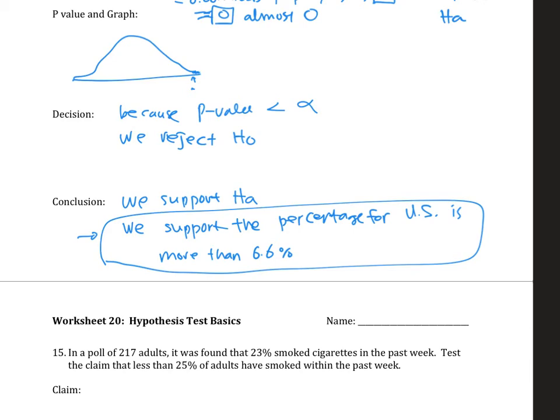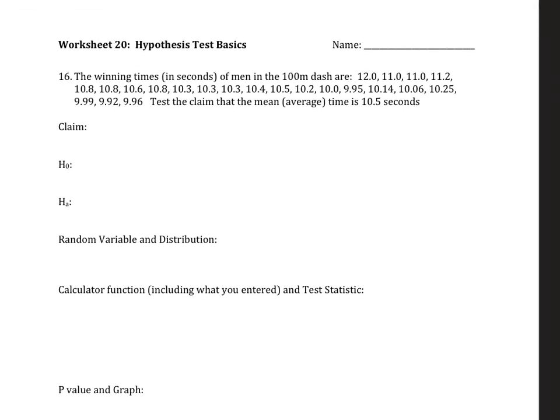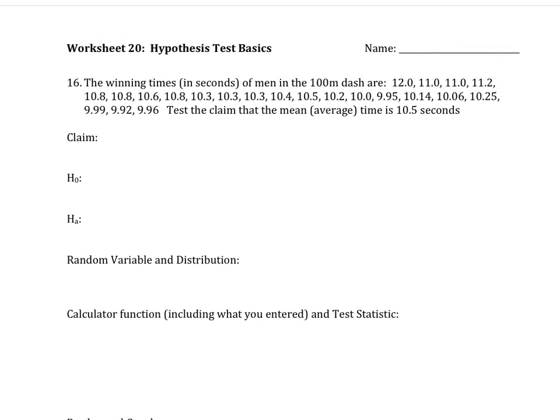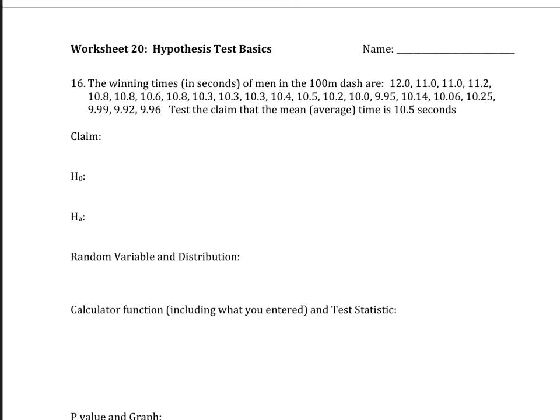All right, let's do one more question together. Let's look at number 16. The winning times in seconds of men in the 100-meter dash are given, a bunch of numbers. Notice here the actual data is given to you. I think there are 22 numbers there. Test the claim that the mean time is 10.5 seconds, okay?